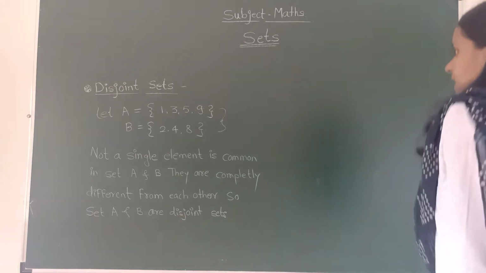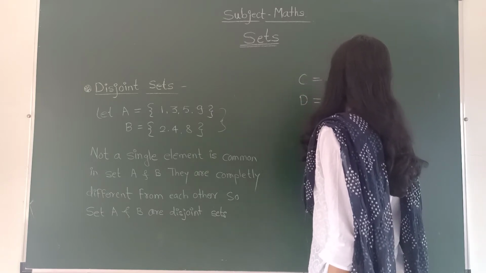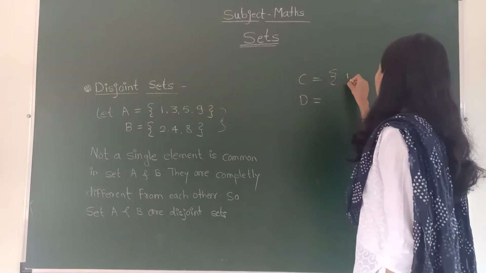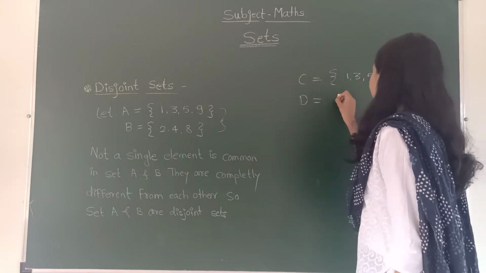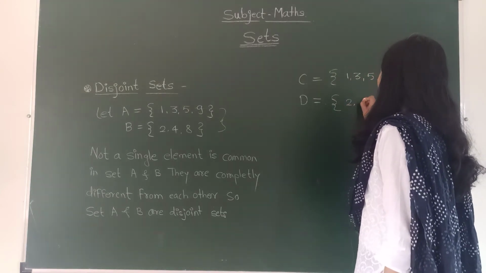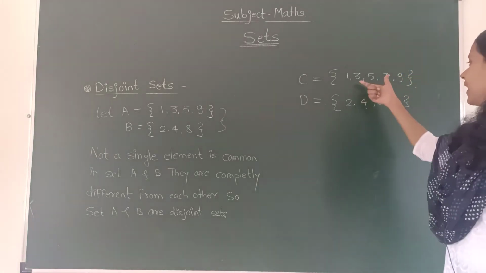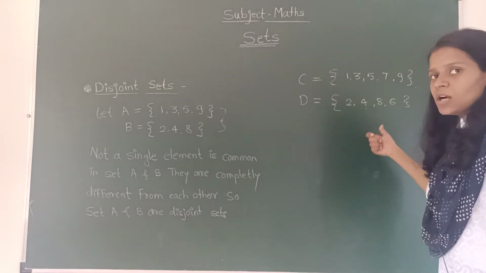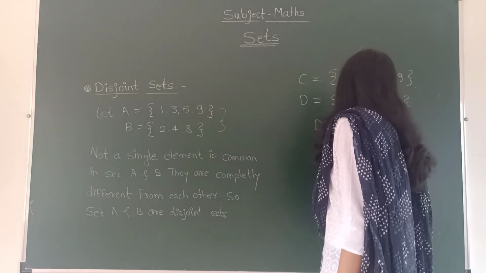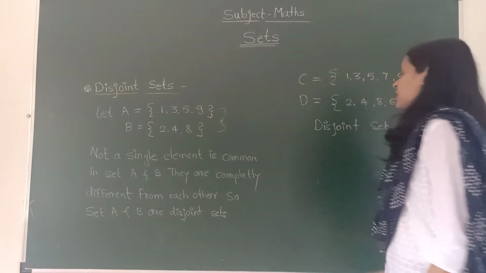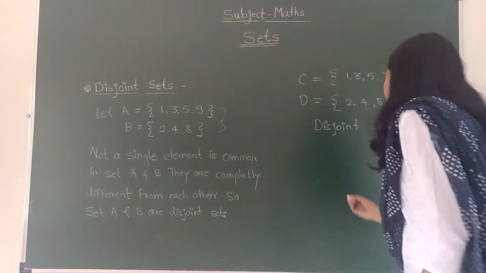See, we will take two sets, set C and set D. Set C consisting elements 1, 3, 5, 7, 9, and set D consists elements 2, 4, 8, 6. You can see in set C and set D not a single element is common, therefore such type of set is called as disjoint set. We will draw the Venn diagram for set C and set D.